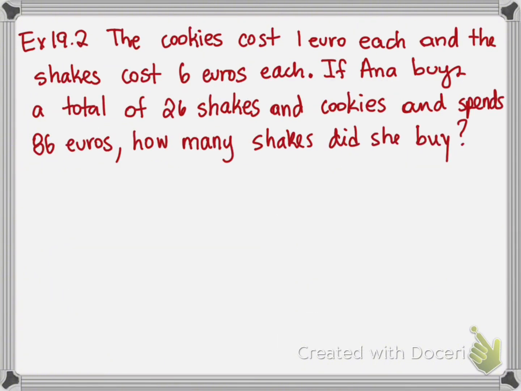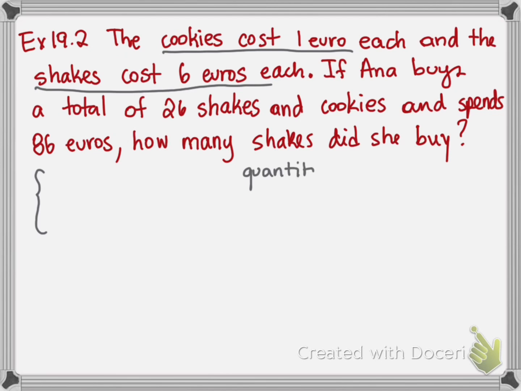And this other one is talking about the cost of cookies. So it says, the cookies cost €1 each, and the shakes cost €6 each. If Anna buys a total of 26 shakes and cookies and spends €86, how many shakes did she buy? So again, we're going to work with a system of equations because we have two unknowns. And it's saying that the cookies cost €1 each and the shakes cost €6 each. So like we said before, we're going to have one for quantity and the other one for value. We're always going to have that.